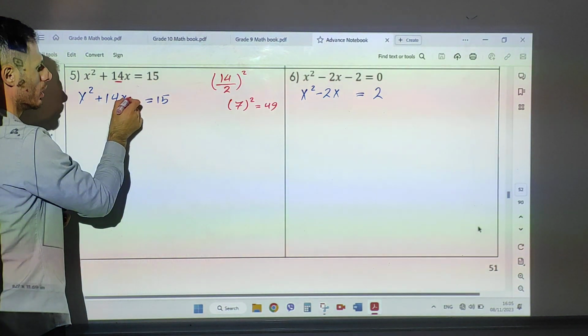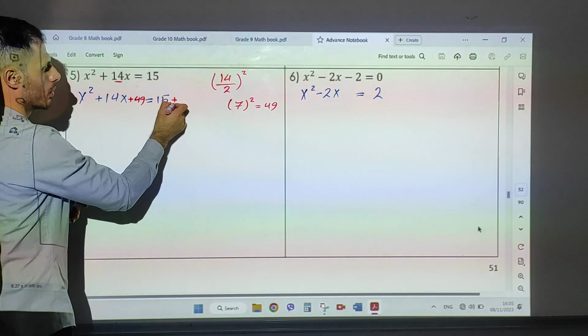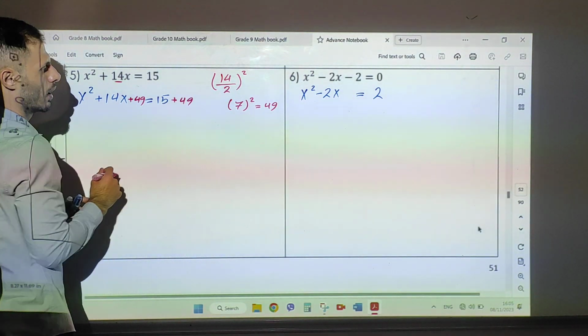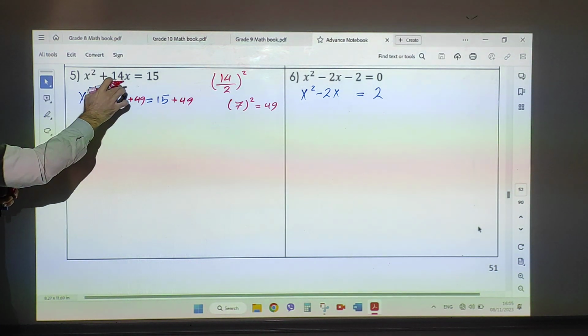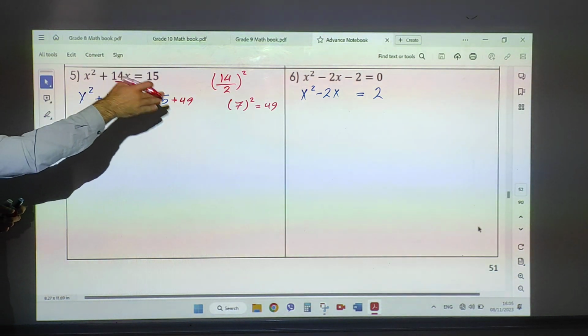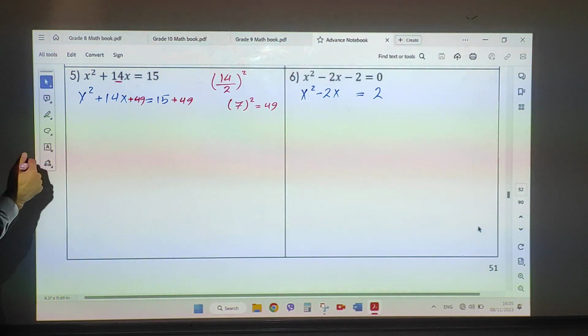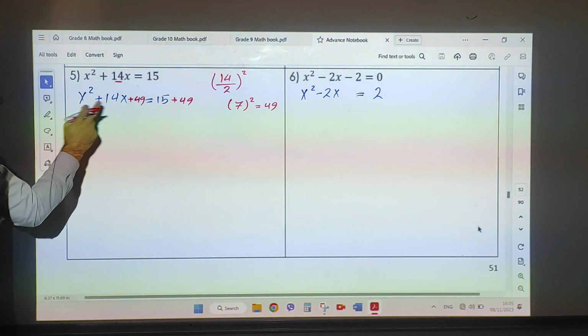This number that you had with the x, you divide by 2 power 2, you will get that number. Whatever you got, you add it to both of the sides. These rules are for all the questions that we have x power 2, x and a number, and cannot be factored. You must do it this way. Take the number with x, divide by 2 power 2, add to both of the sides. Now it's perfect. It's a perfect trinomial.